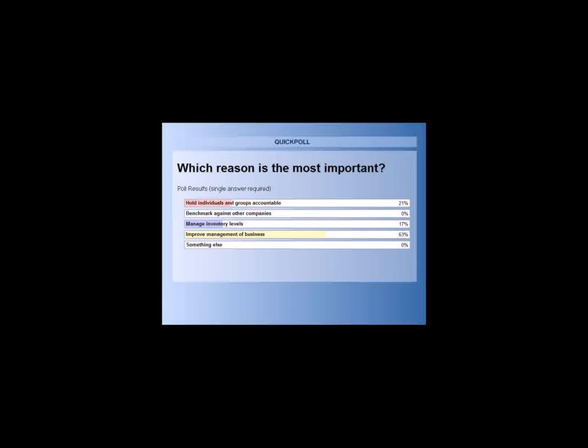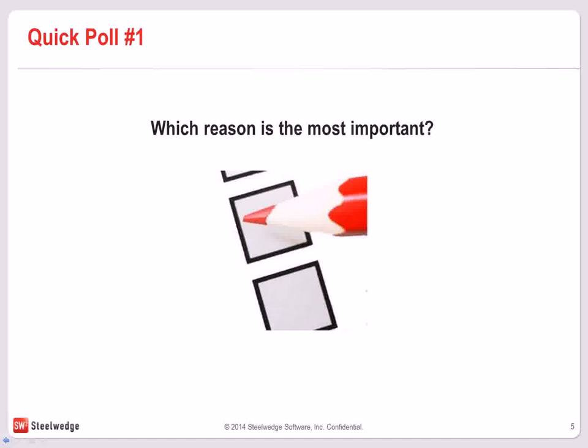It's pretty interesting. The question is, which reason is the most important? About 21% have voted for the first one, hold individuals and groups accountable. And 17% have voted for manage inventory levels. 63% have voted for improve management of business. So those are the three categories. Great. Very interesting results. It's actually fairly closely in line with what I would expect.